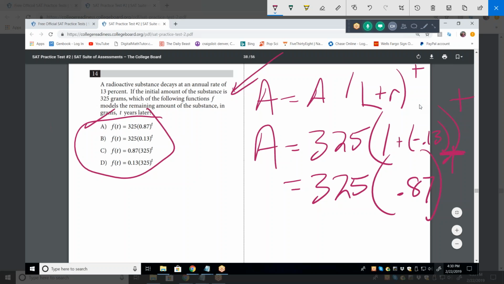What grade are you in, Izzy? I'm in 11th grade. Okay, you've had the e, haven't you? You've had the continuous compounding? Yes, I have. Okay, so you know what I'm talking about.